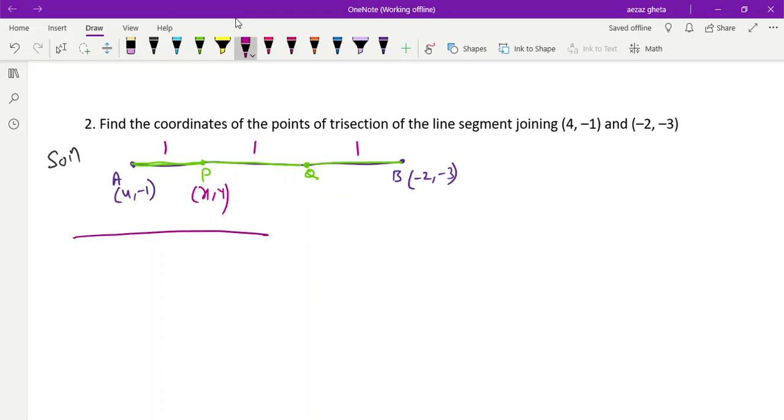So the rough diagram here: (4, -1), (-2, -3), P of (x, y). So this A to P ratio is 1. P to B, you can see here above the line, P to B is the bigger line, the ratio is 1 here and here 1. So the total ratio will become 2 because of 1 plus 1, correct? Now we can apply the section formula. This is x1, y1, x2, y2. Say the section formula.